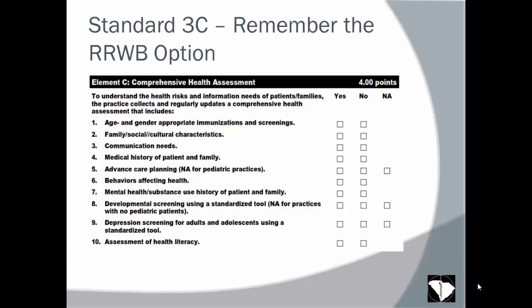And so the record review workbook just looks like what we've just seen, and you do the same thing. You look through the patient's chart, and if you've done the immunizations, if you recorded those, then you say yes. If you've recorded whether they're blind, deaf, or have other communication needs, you would say yes. If you've recorded their med history, you would say yes. It is just the record review workbook, but you can use the same patient sample that you're using for 4B and C for standard 3C.